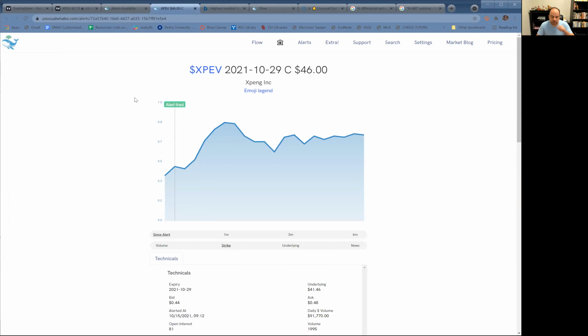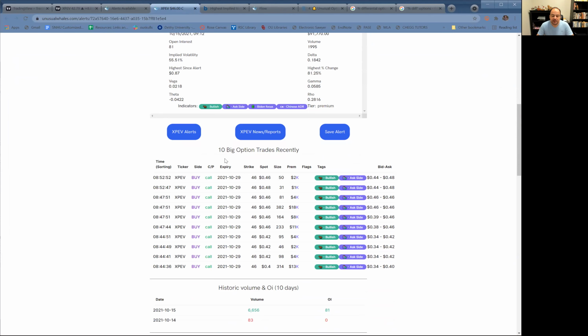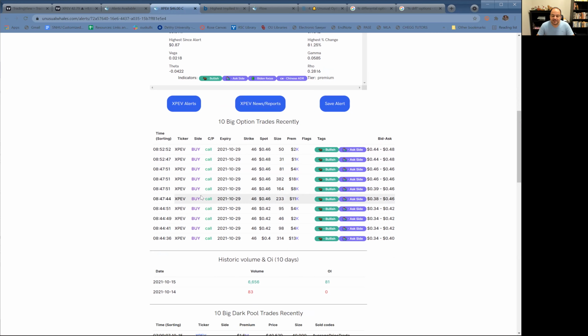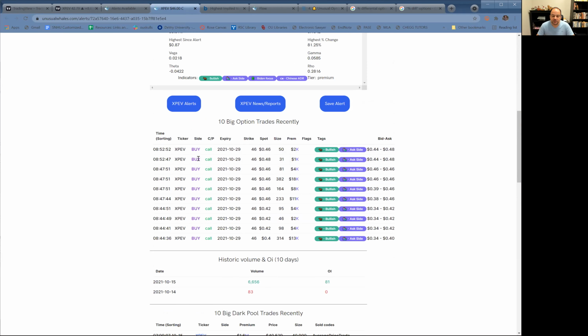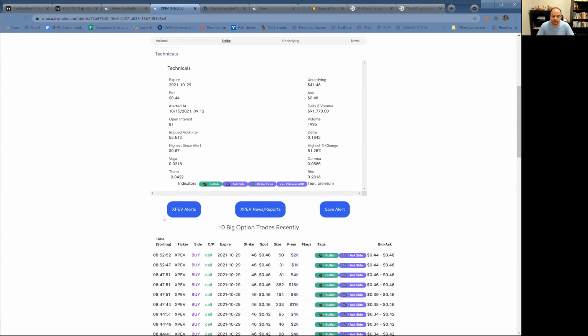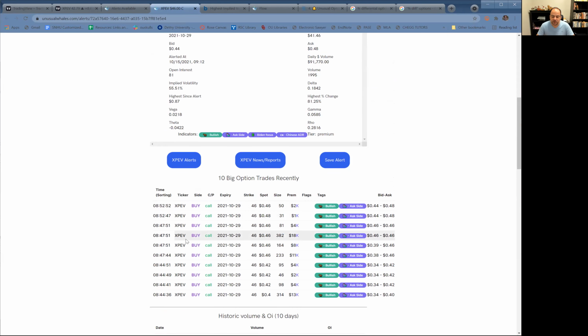and it gives you its historical performance and all that. But the main thing I'm looking at here is the 10 big option trades recently. Now, this is something that you used to have to really dig into the option flow to find. And I do still look over there, but this is kind of a nice cheat sheet that can tell you that the activity on this in its recent trades is completely bullish. And this particular alert is not part of any kind of multi-leg strategy or hedge or anything like that.